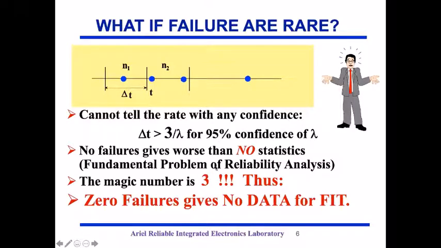So no failures actually is worse than no statistics. That's because you have sigma over the square root of n minus 1, where n is the number of failures. If n is 0, the square root of -1 is an imaginary number. So there is no such thing as a probability confidence level when you have 0 failures. Really, you need 3. 3 is the magic number to have any confidence in the rate function that you're measuring. And 0 failures gives no data to fit a failure rate.